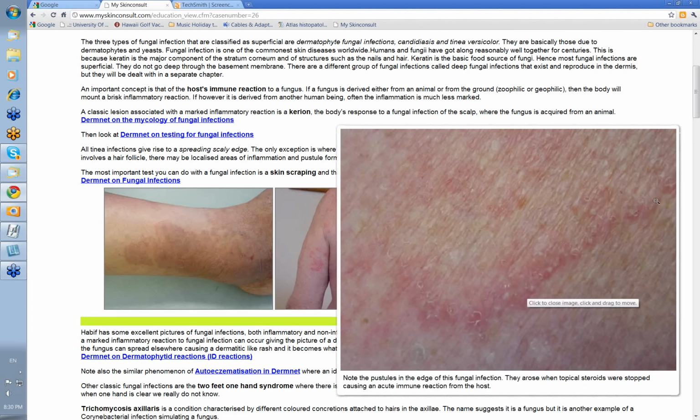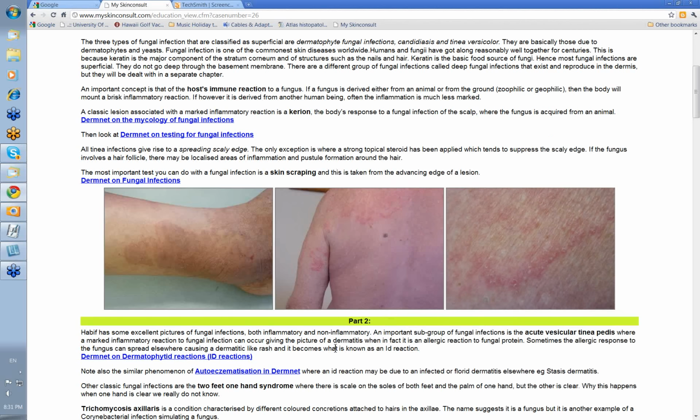This was a close-up from the edge, and this occurred when the steroids were withdrawn, and his immune system suddenly recognized there was a fungus there and mounted an immune reaction to it. And these pustules are just a reflection of the number of neutrophils that were mounted to try and attack this fungus when the immune system recognized it. So, as I say, they arose when the topical steroids were stopped.